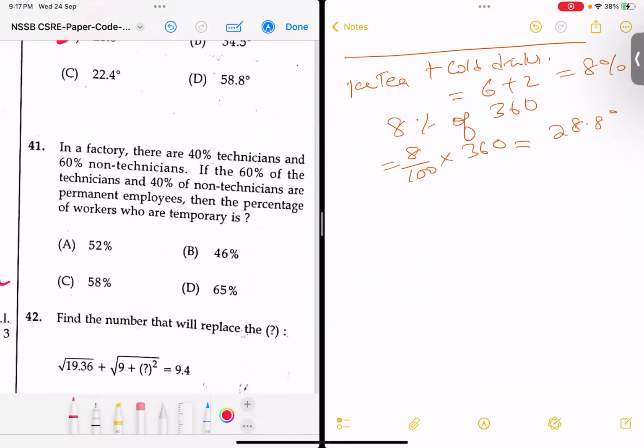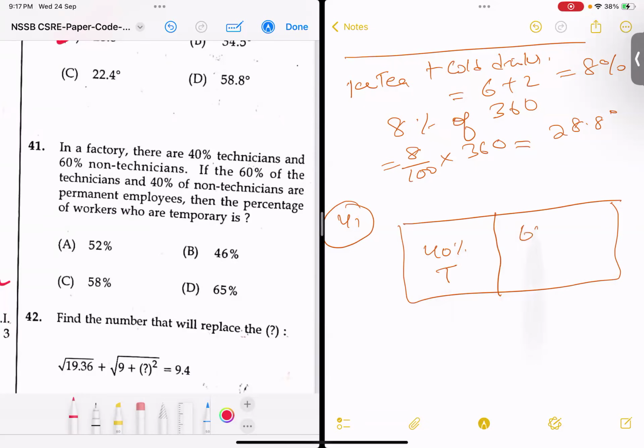Question number 41. In a factory, there are 40 technicians and 60 non-technicians. There is a factory, okay? So 40% are technicians, okay? And 60% are non-technicians.